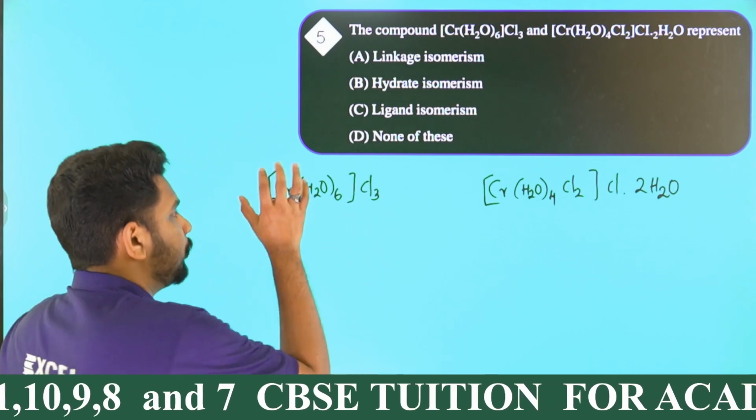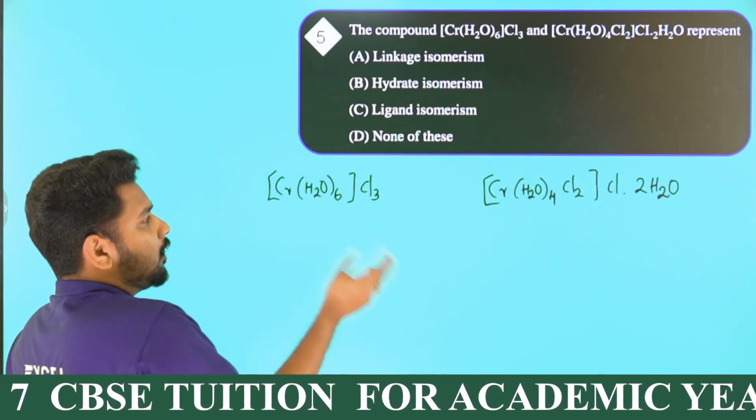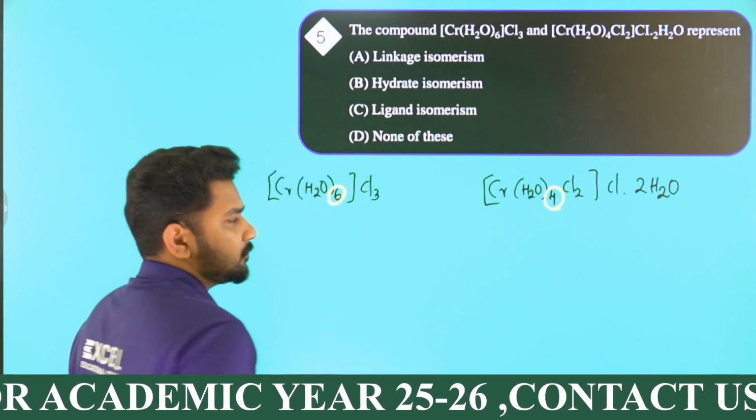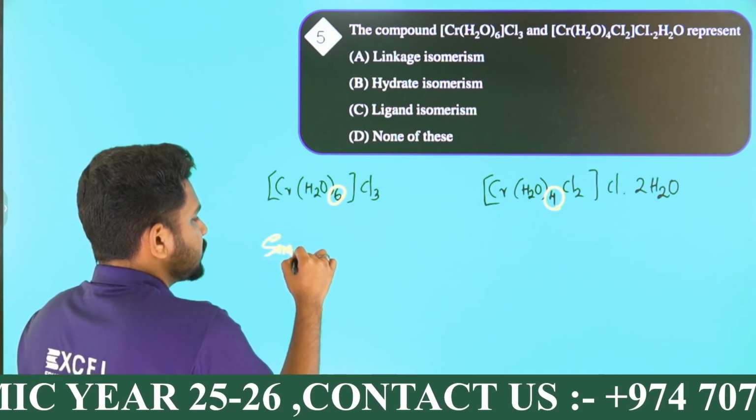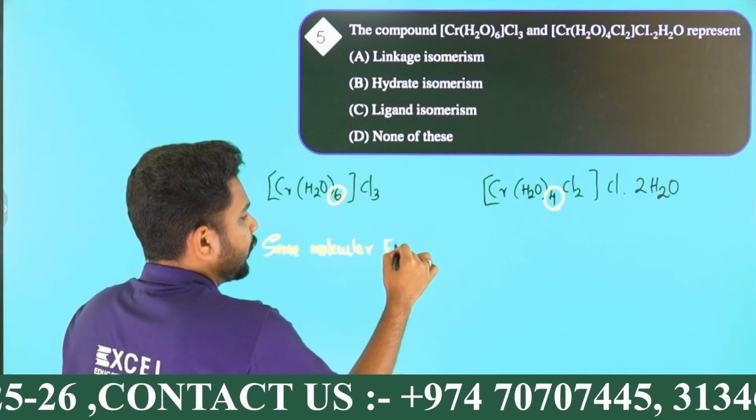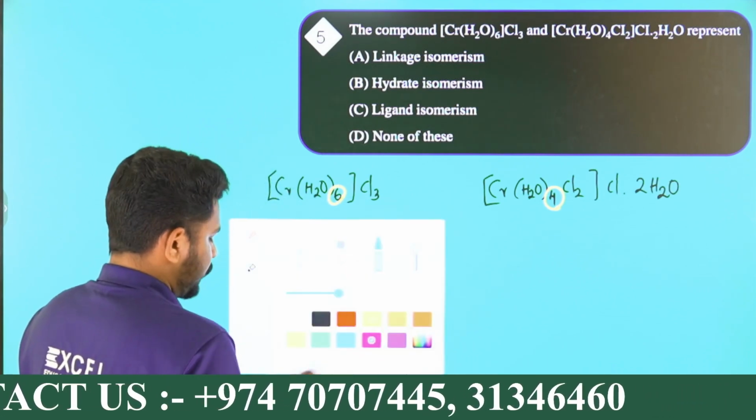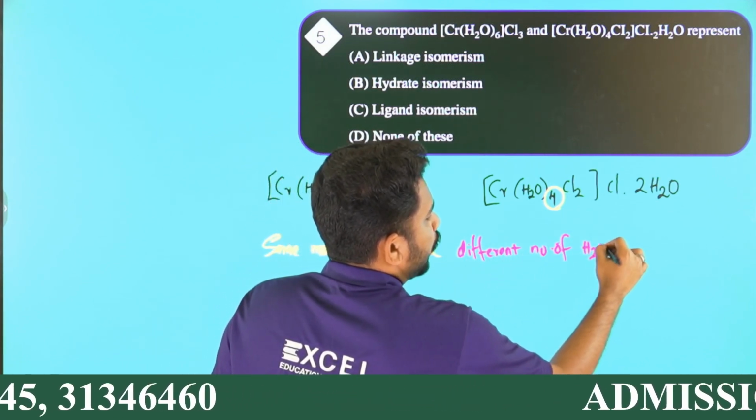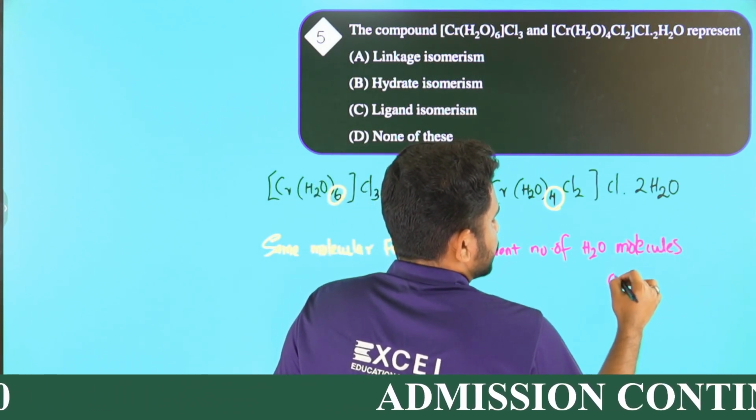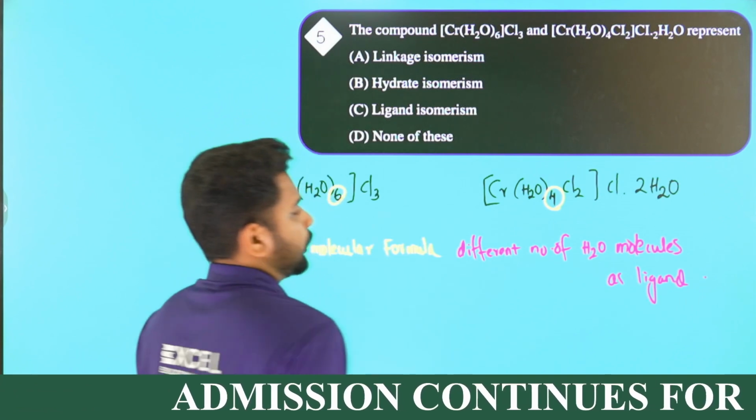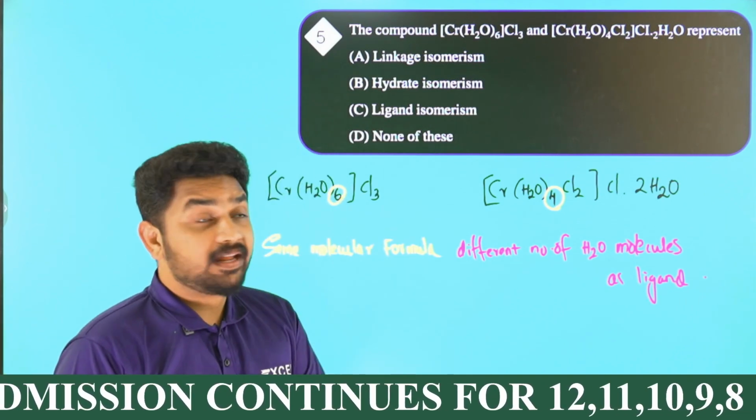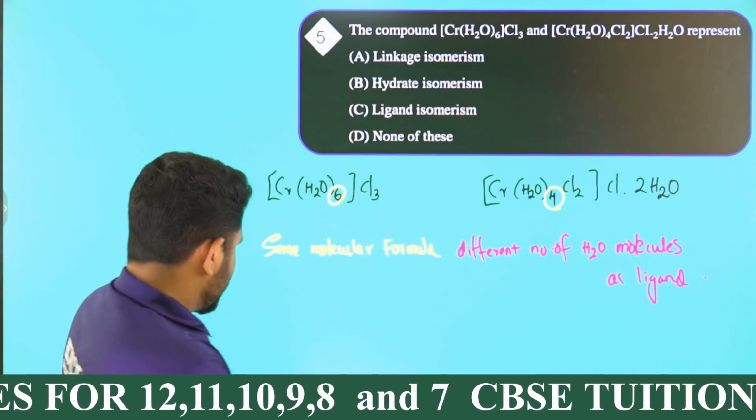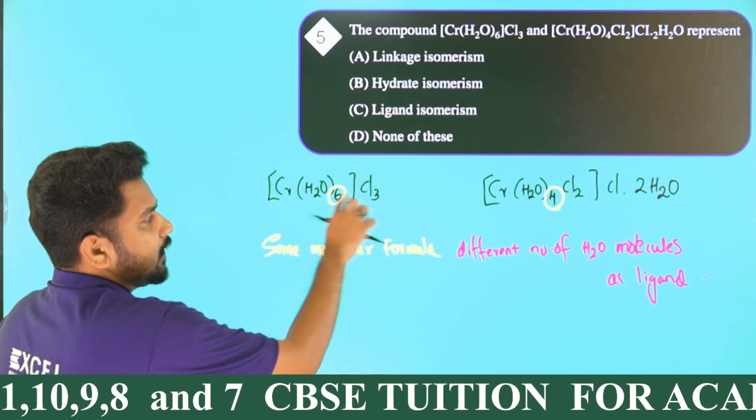But the point is, molecules having the same molecular formula but a difference in the number of H2O molecules as ligands, you can call it hydrate or solvate isomerism. This hydrate isomerism is also called solvate isomerism. So the same thing can be written like this.